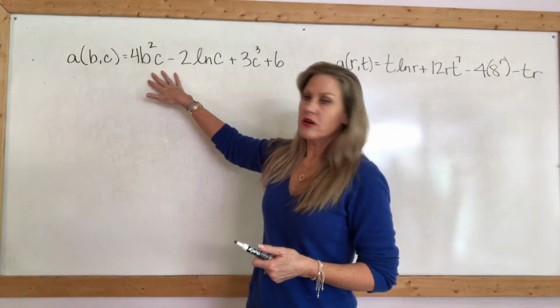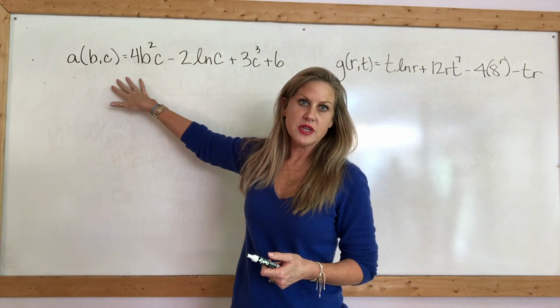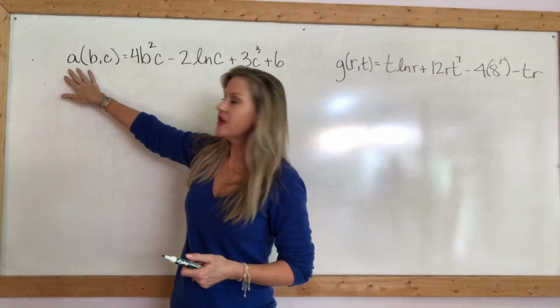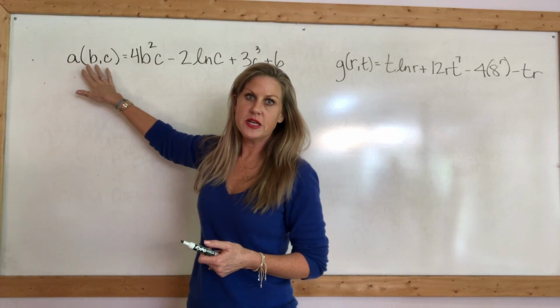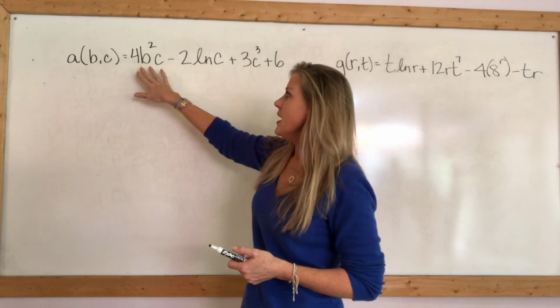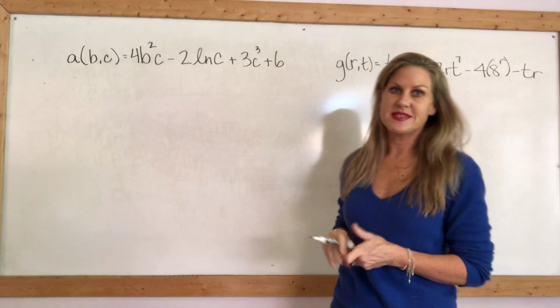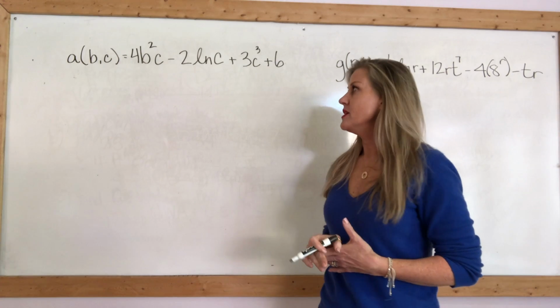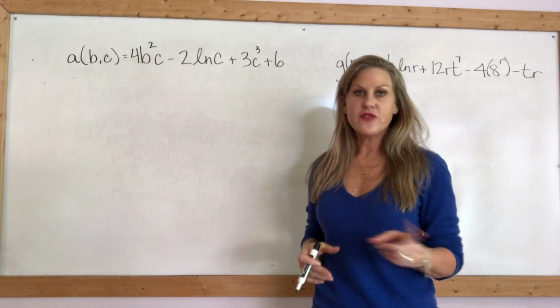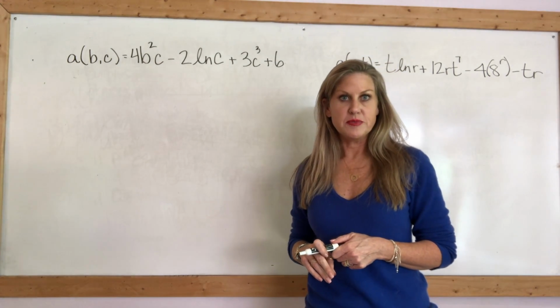So if you look up here, I have put a multivariable function. The multivariable function is called a, depending on b and c. And it behaves 4b squared c minus 2 ln c plus 3c cubed plus 6. And our job is to find the first partial derivatives. That's all we're going to do to begin with.